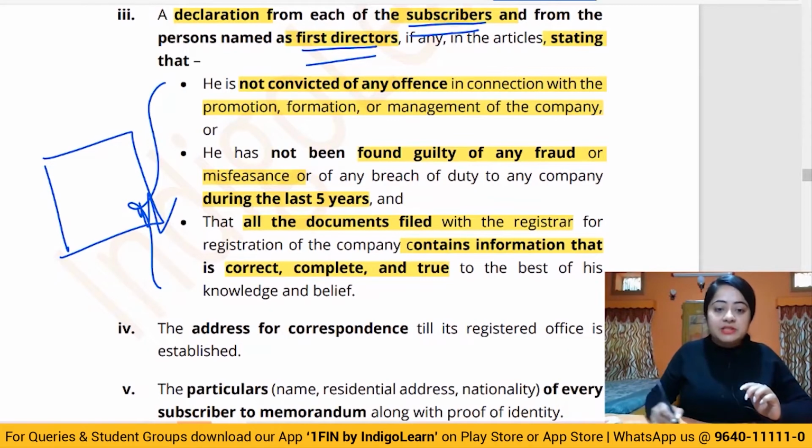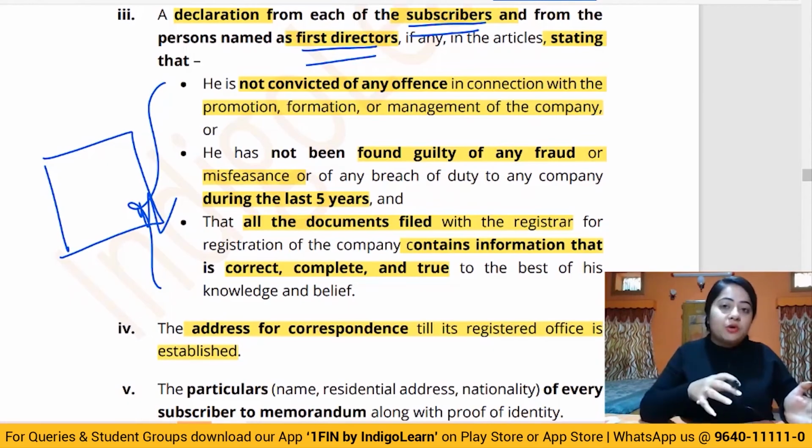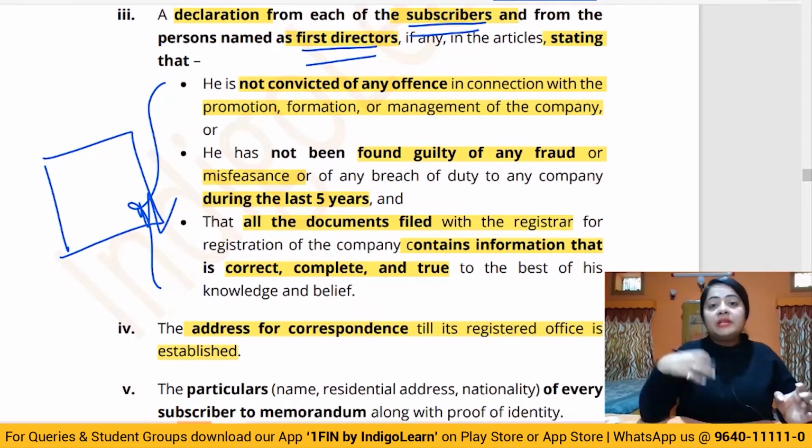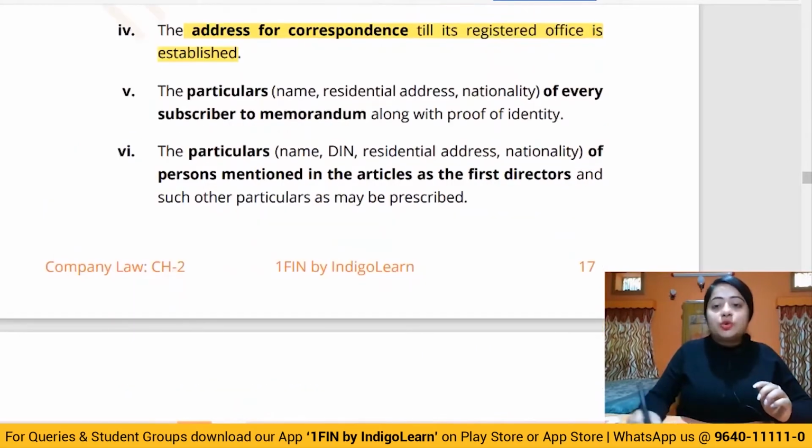The next detail that has to be submitted is the address of correspondence of the registered office. So if the company already has the registered office, then that address, or if the company is going to have the registered office very soon after the incorporation, then that address has to be submitted. Along with that, the particulars of all the subscribers to the memorandum will have to be stated. So what is their name, their residential address, their nationality, their PAN, their proof of identity, all of those details will have to be stated. So we know in the memorandum, a lot of subscribers sign, right? So whether these subscribers are valid people, they are correct people, they are not fake identities, that will have to be proved. So accordingly, all these details of the subscribers will have to be stated.